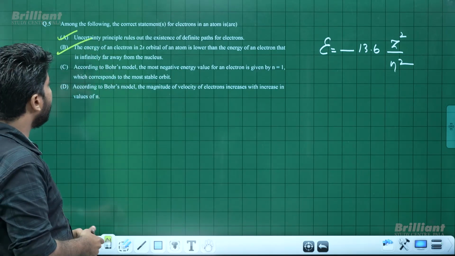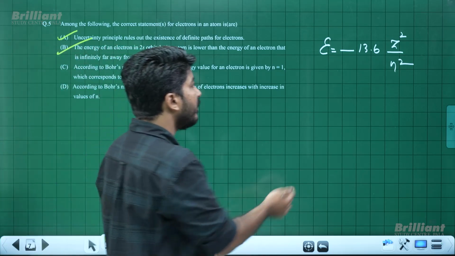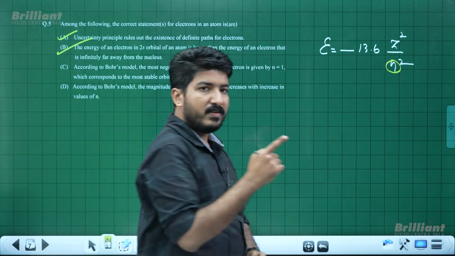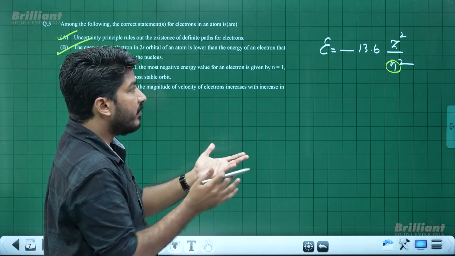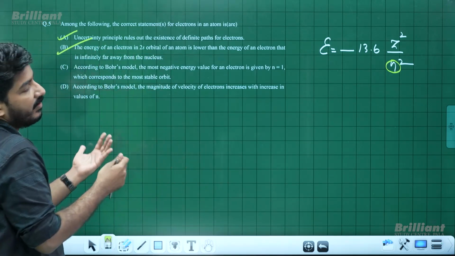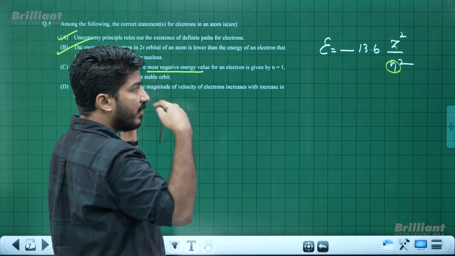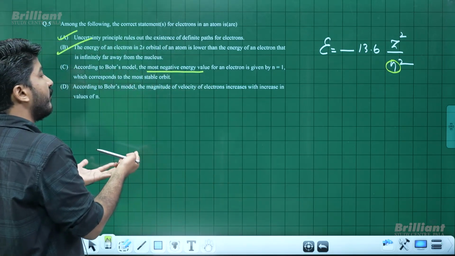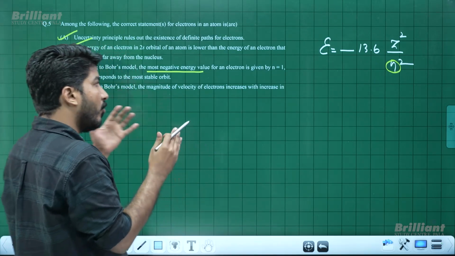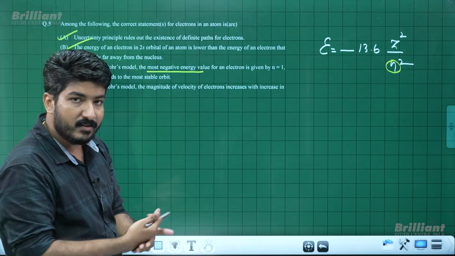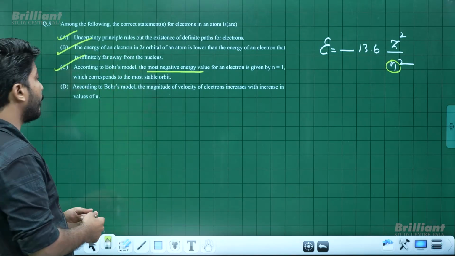Okay, now again they are saying according to the Bohr model, the most negative energy value for an electron is given by n is equal to 1. That is true. What is the minimum possible value of n, the principal quantum number? So that is the most negative energy value possible in a hydrogenic species. According to the Bohr model, the highest negative value for an electron corresponds to the most stable orbit. That is also true. Most negative means lowest energy, which means the most stable orbit. So C is completely true.